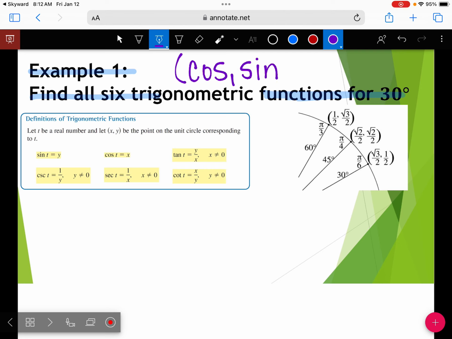So the ordered pairs along the edge of your unit circle, X is your cosine and Y is the sine. So your first number is cosine, second number is sine. And we're going to find all 6 for a 30-degree angle. So let's start off with the easiest two, which would be cosine of 30 degrees and sine of 30 degrees.